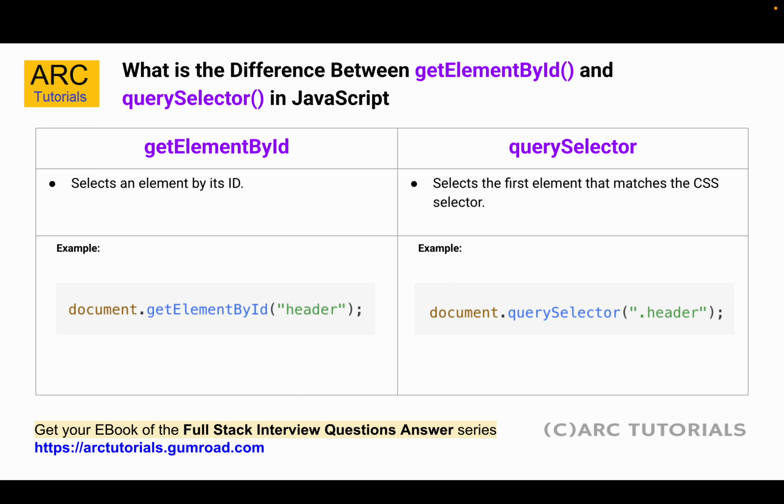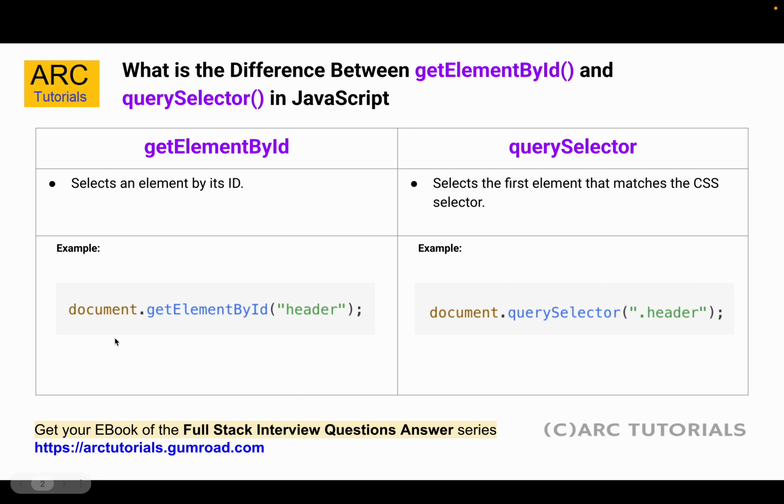querySelector, on the other hand, will return the first element that matches the CSS selector or the ID selector, whatever selector you pass. So getElementById is more targeted: when you know the ID and you want to retrieve that element, you will use getElementById. But let's say there are multiple elements matching some particular criteria or selection. querySelector will always return the first matching element.